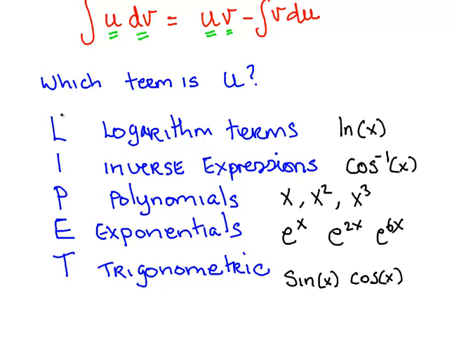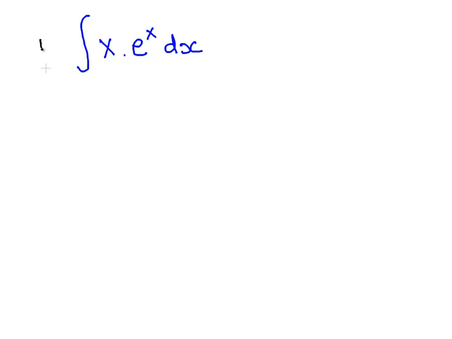So this is the LIPET rule, L-I-P-E-T. Actually, in other books it's known as the L-I-A-T-E rule, where A is for algebraic, which is just polynomials by a different name. L-I-A-T-E, and for the exponentials and trigonometric, it doesn't really matter too much about the difference in order between those. So here's our first one here.